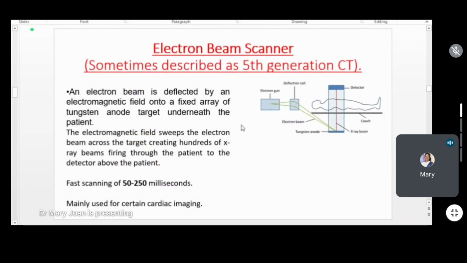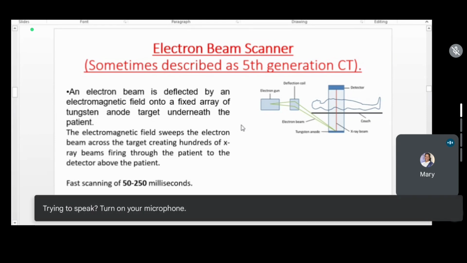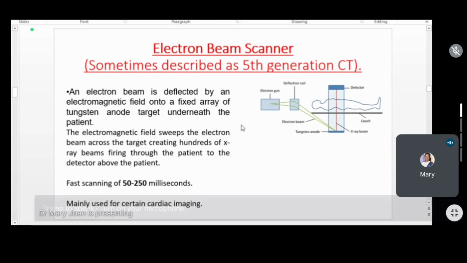Electron beam scanner is sometimes described as the fifth generation CT. An electron beam is deflected by an electromagnetic field onto a fixed array of tungsten anode target underneath the patient. The electromagnetic field sweeps the electron beam across the target, creating hundreds of X-ray beams firing through the patient to the detector above the patient. So it gives fast scanning of 50 to 250 milliseconds, and is mainly used for certain cardiac imaging. These were not very popular.